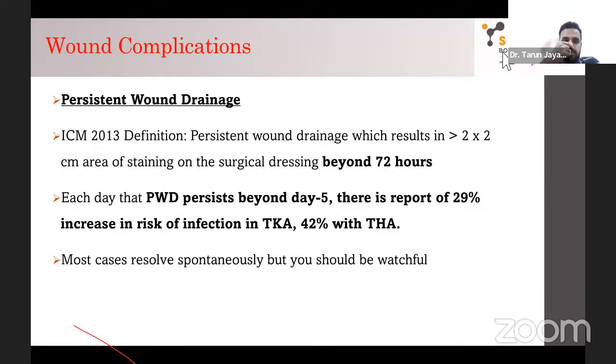So what do you mean by persistent wound drainage? The ICM 2013 definition states that if there is more than 2 by 2 centimeter staining of the dressing beyond 72 hours, that is beyond 3 days, only then it is considered a persistent wound discharge. And one more thing is, if the persistent wound discharge is there beyond day five, there is an increased risk that it will progress to a prosthetic joint infection. However, point to be noted again is most cases resolve spontaneously, but you should have a thorough watch.